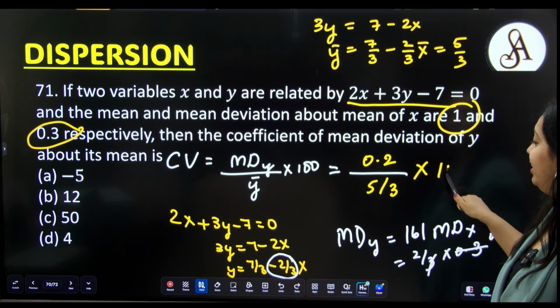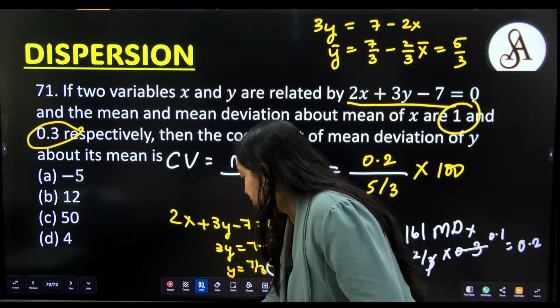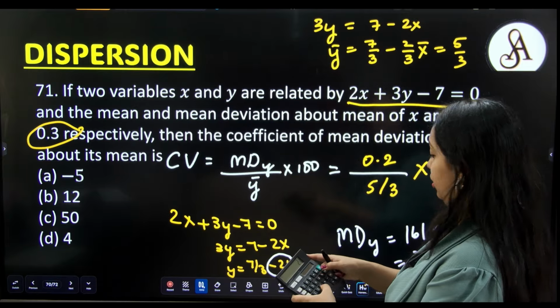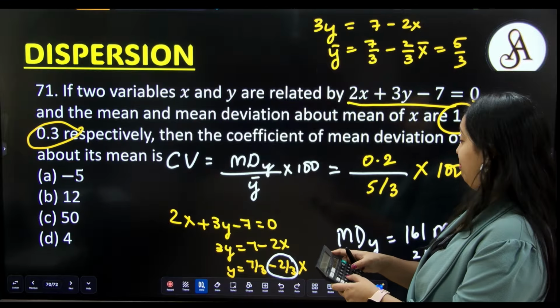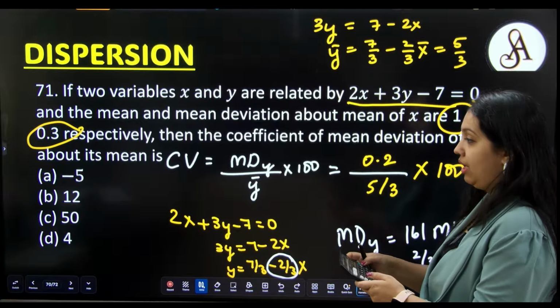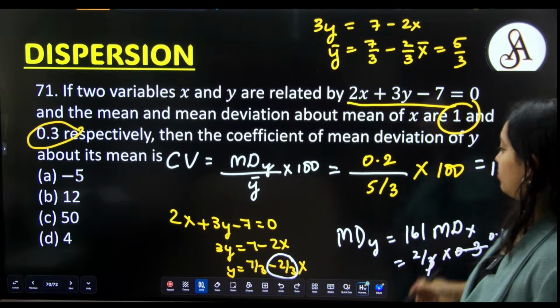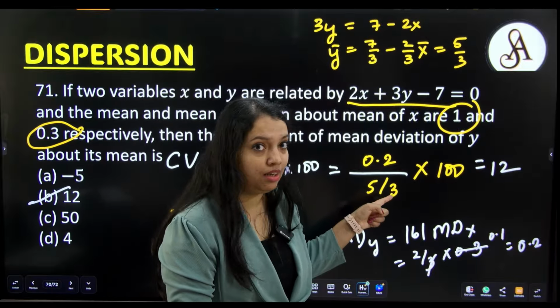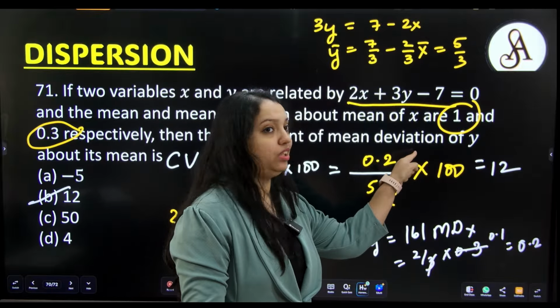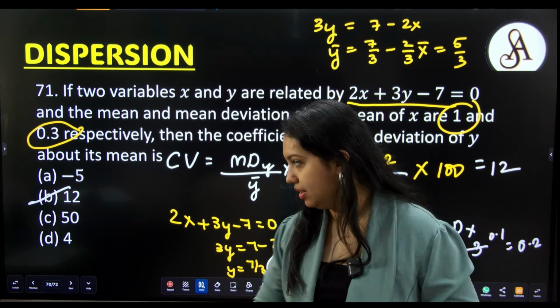0.2 divided by 5 by 3. You can take the calculator: 0.2 into 3 divided by 5 into 100. I am getting the value as 12. Option B is correct. Remember, when you are taking this in the numerator, 0.2 into 3 divided by 5 it will be. Next question.